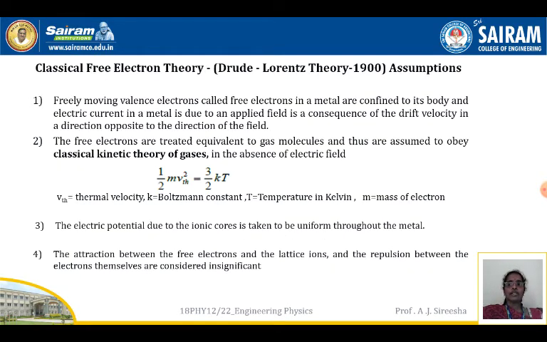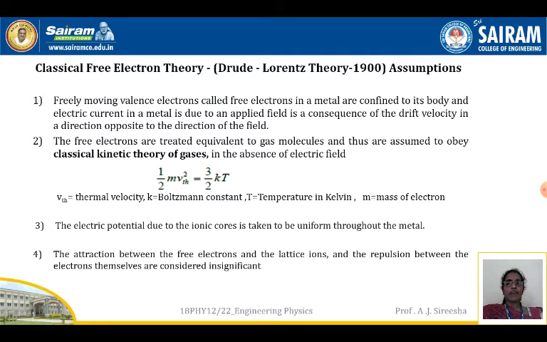Now, who has given this classical free electron theory? Drude and Lorentz, in 1900, gave the classical free electron assumptions, and we will look into them. What are the assumptions? These two scientists, Drude and Lorentz, combinedly assumed some things, based on which they could explain how the movement of electrons in the presence of an electric field gives rise to conductivity, as we are going to see.